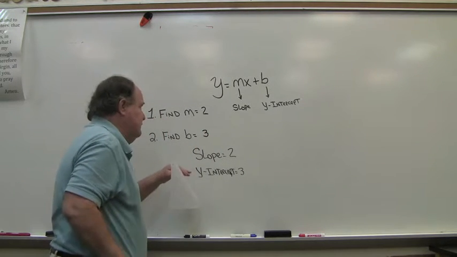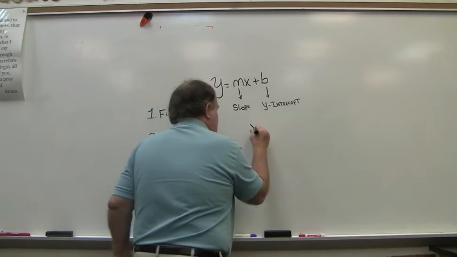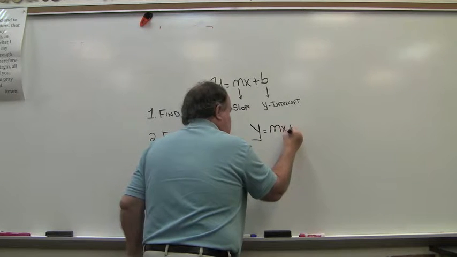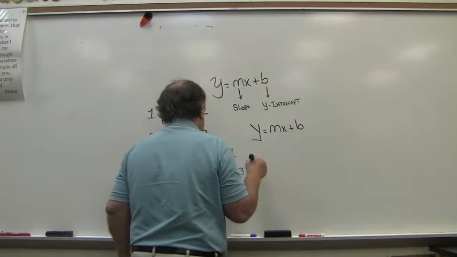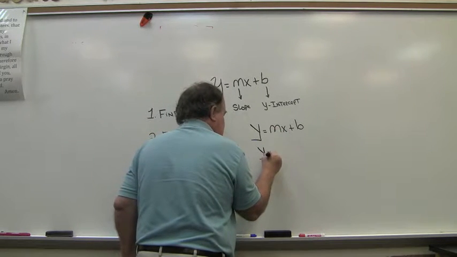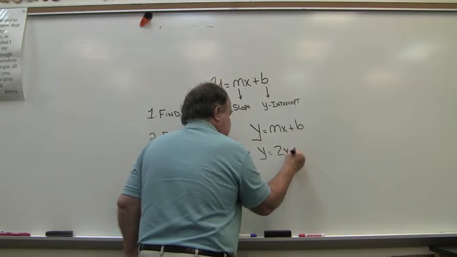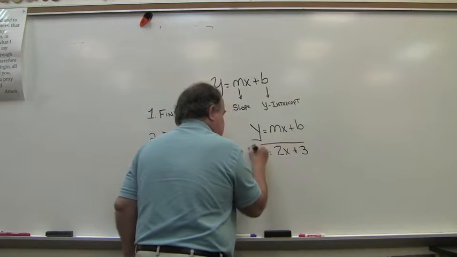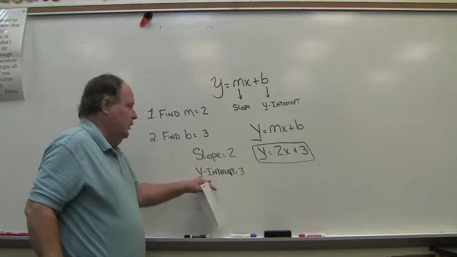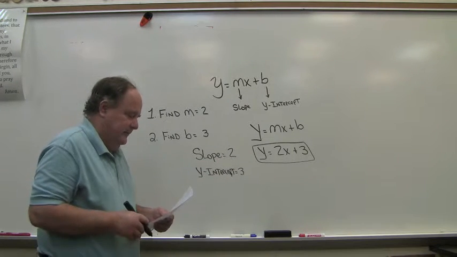So to write the equation of a line, all I have to do is take this equation, y = mx + b, and substitute in for m the 2, because the slope is 2, we have 2x, and my y-intercept is 3. So the answer to this, the equation of a line that has a slope of 2 and a y-intercept of 3, is y = 2x + 3.